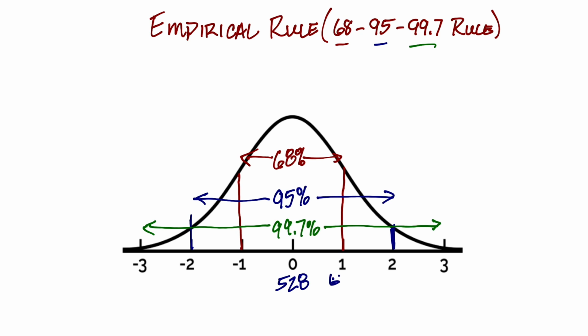So that had us at 645 right here. And let's see, Don had scored a 645. So he was in between 1 and 2 standard deviations away from the mean. So he was right about here. So that was his score of 680.